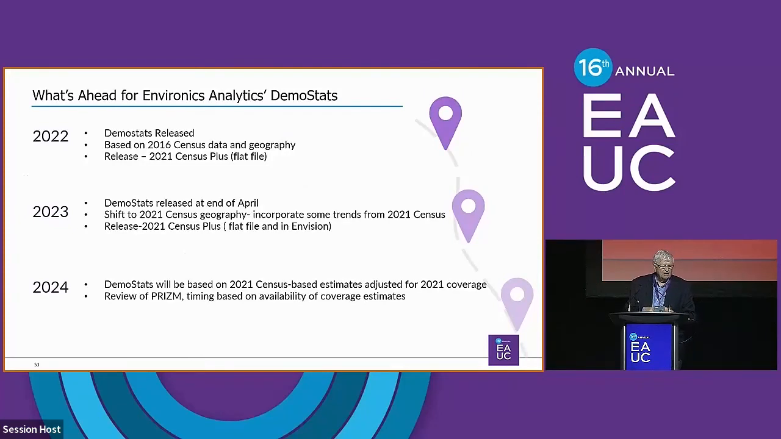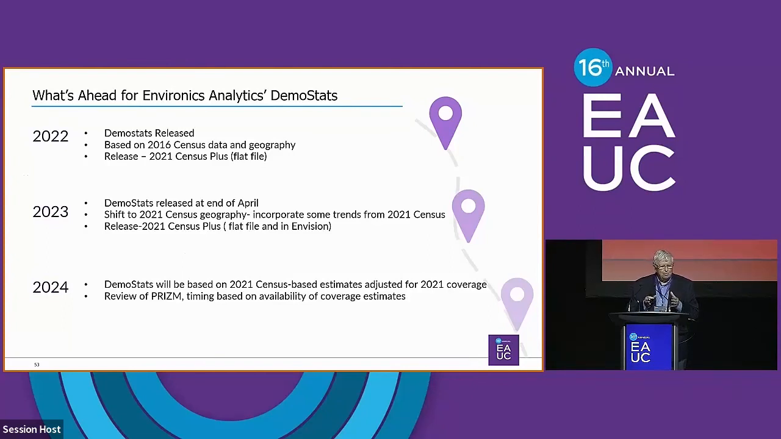In terms of our own products, we have released Demostats 2022, unfortunately still based on the pre-census data. It gets developed before we see any of the census data, but we started to release the new census data in our Census Plus product, first as a flat file. Next year we'll continue to complete that release and also convert it into Envision. We'll shift for next year's Demostats to the new census geography, 6 new census metropolitan areas, and we'll be able to incorporate many, maybe not all of the trends we see coming out of the census.